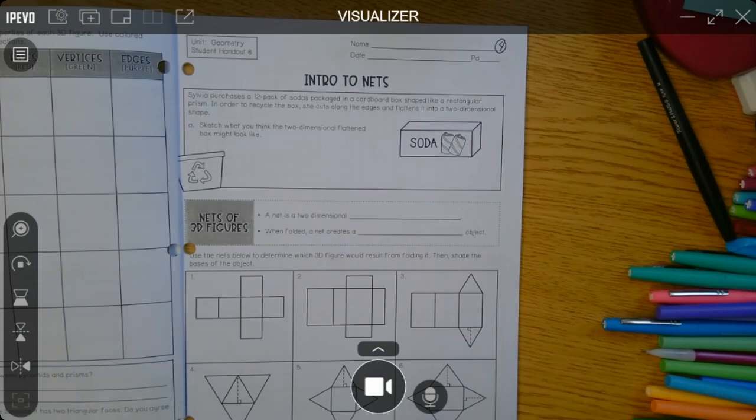Hello, my little mathematicians. Today we're going to talk about nets. Nets are what help us make 3D figures.